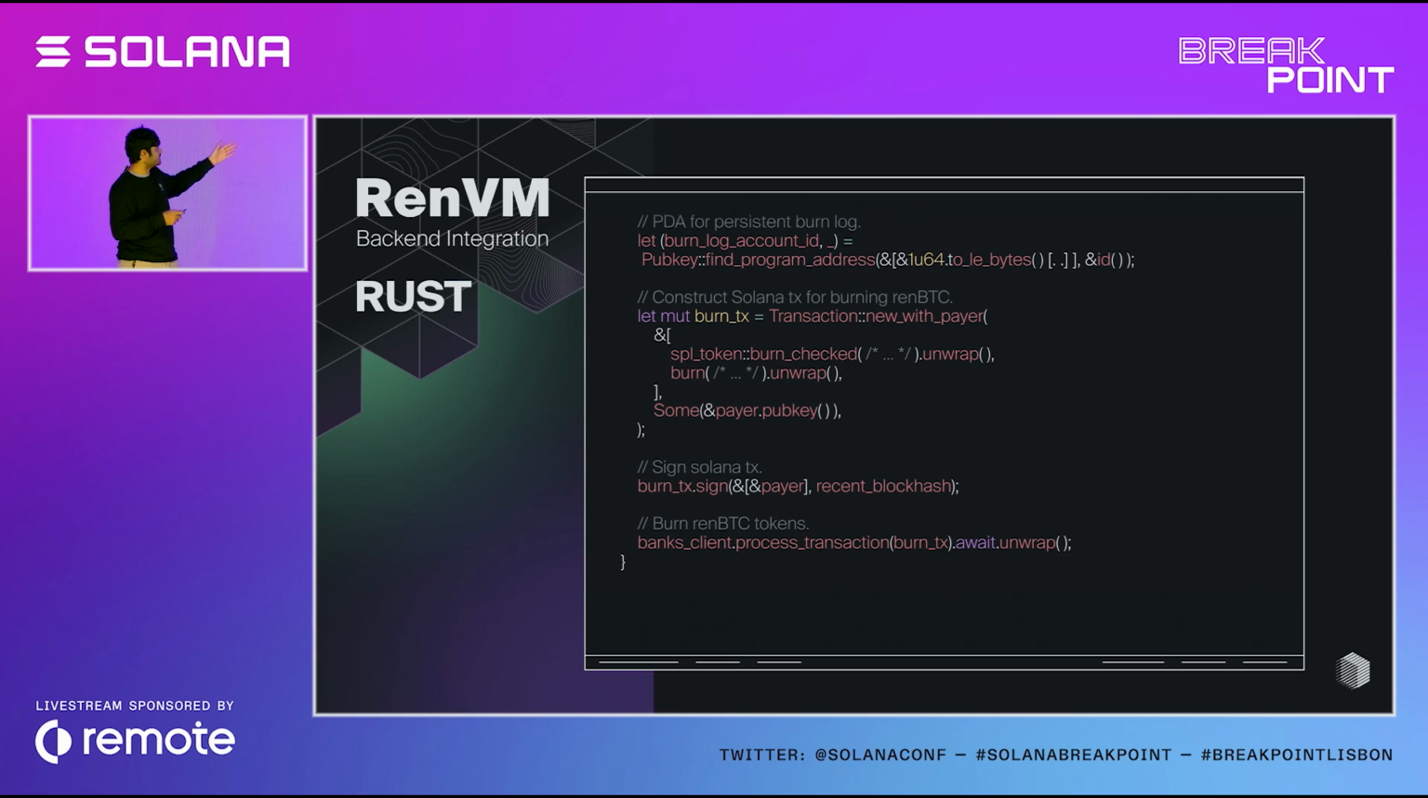Yeah, that's it. It's as simple as this. You create this burn transaction, you sign it, and you process the transaction. This is the basic Rust integration for RenVM. At the moment, we don't support Solana as the source chain, but in a couple of months, we'll be ready with that as well.